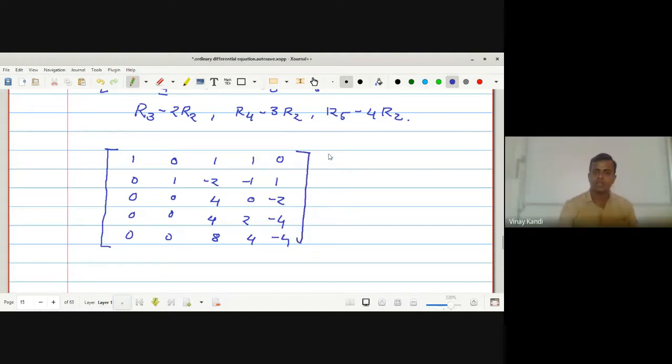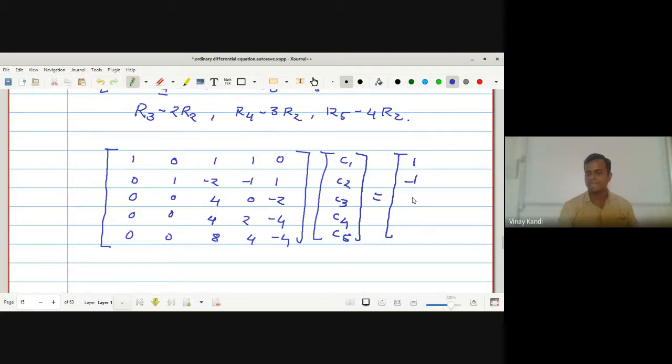Okay, and this column matrix as it is, column vector C1 C2 C3 C4 and C5, which is equal to 1 -1. इथे काय ना, करेक्ट. -3. 1 2 3.